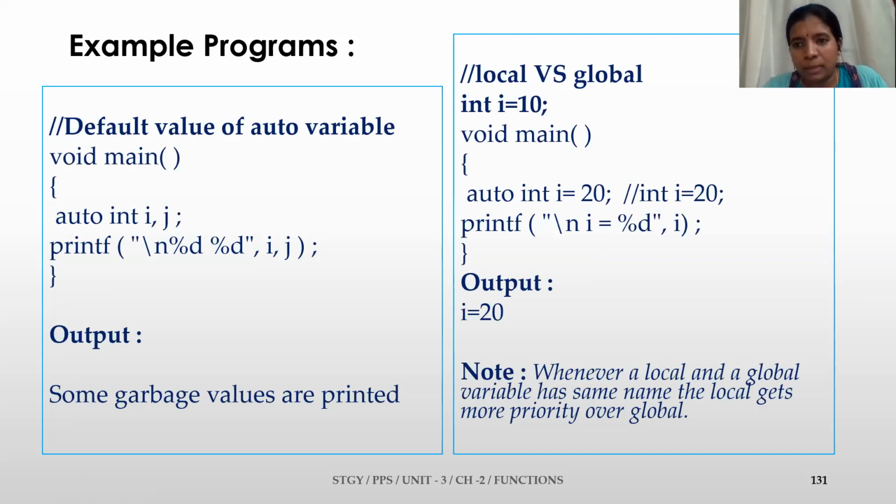Whenever a local and a global variable have the same name and are being accessed, the local gets more priority over the global. So do I have i defined here? Yes, i is defined here. What's the value of i defined? 20. So therefore, the answer would be 20. This needs to be remembered because it makes a lot of difference in a lot of programming.